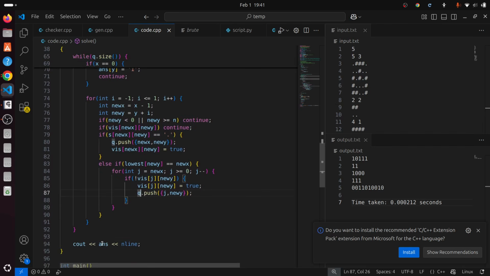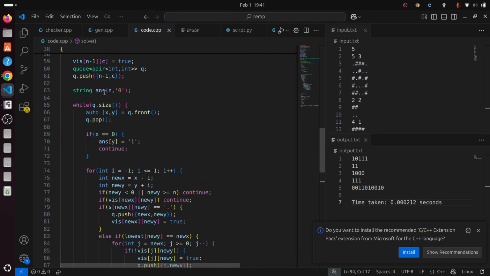And then finally just print the answer, where ans is the string in which we are marking 1 whenever we reach the top row, right? So this is the logic for this problem.